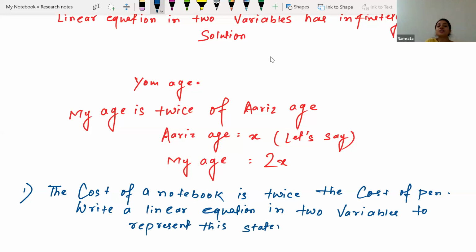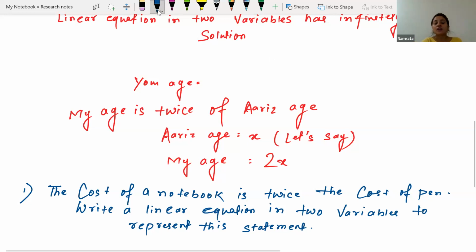Now, if you look closely at the first example which I have taken, there with my age and your age, I took the condition that Ruma's age is x and my age is twice x. Here I have not used two variables. In my example we have not used two different variables, because I took one variable as x and wrote my age also in terms of x only. But in our question, it is strictly written that the cost of a notebook is twice the cost of a pen. Write a linear equation in two variables. So we have to make a linear equation in two variables for the given statement.